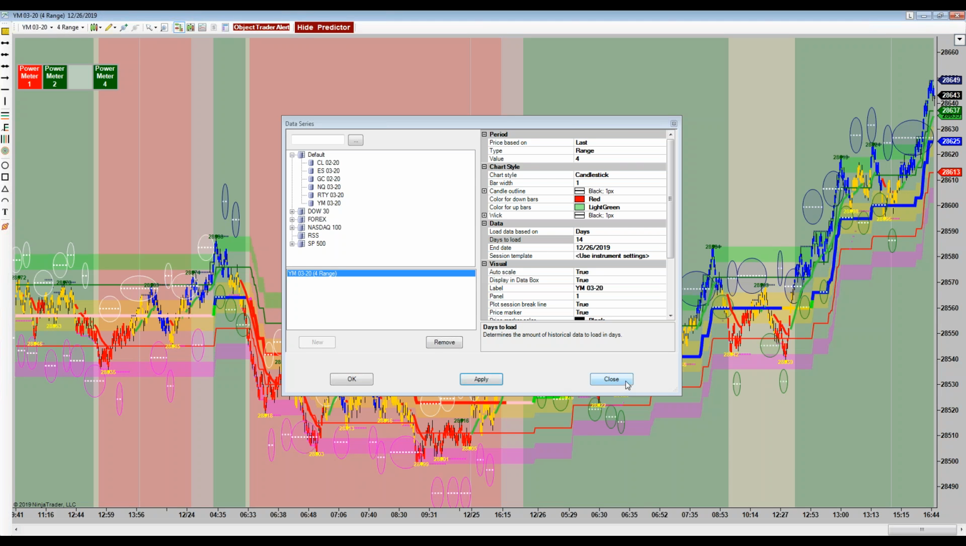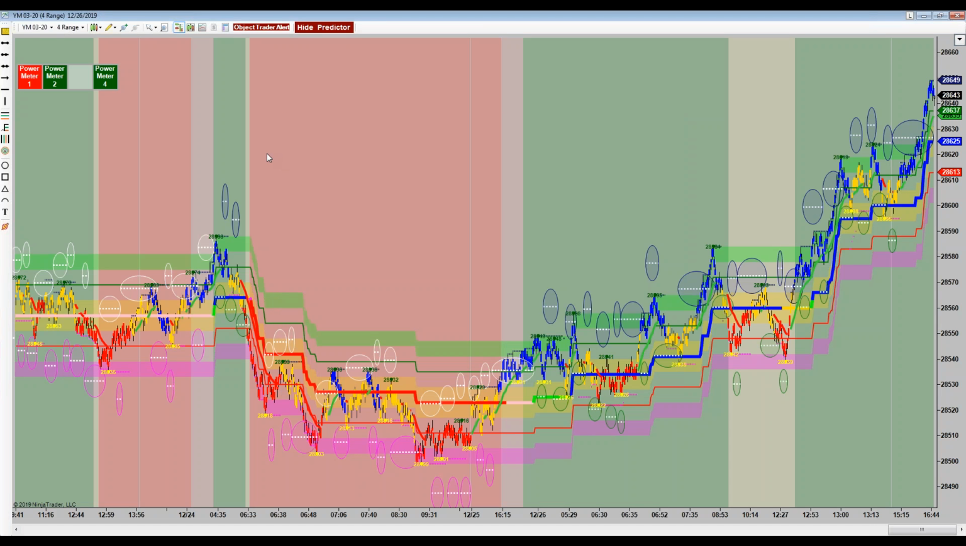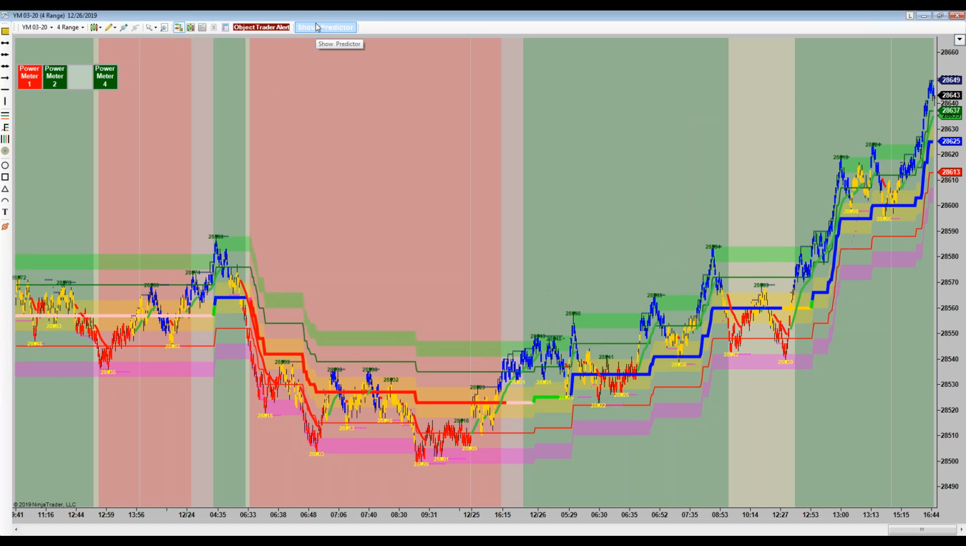Okay, let's see here. You should see a YM 4 range chart. There we go. Okay, good. All right. So when a market is in a downtrend, you will see a solid red background, predominantly red bars, and the mid band and all the bands here around the price are stair-stepping down.